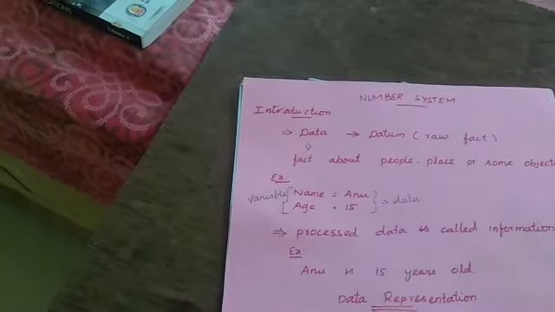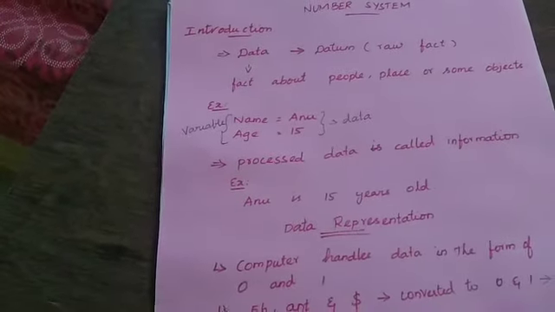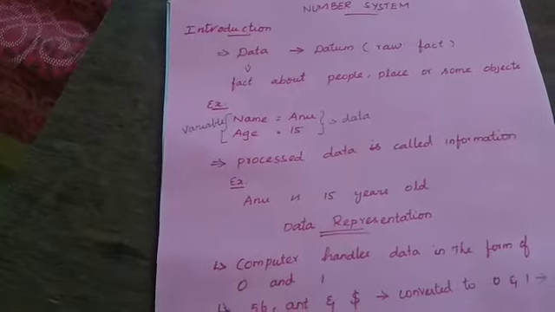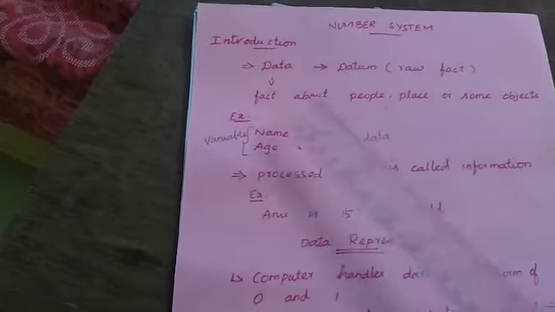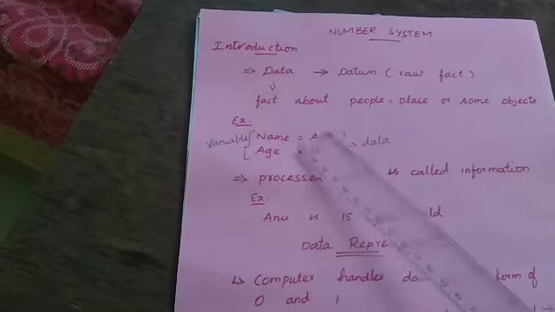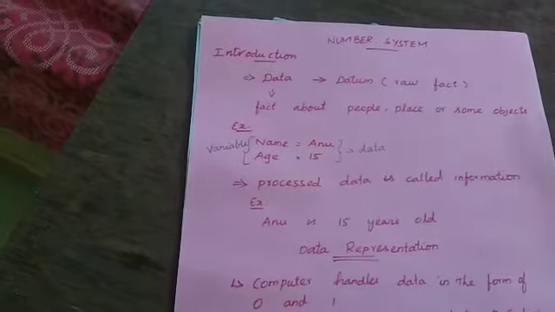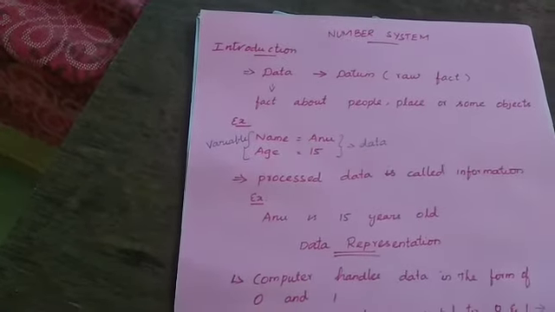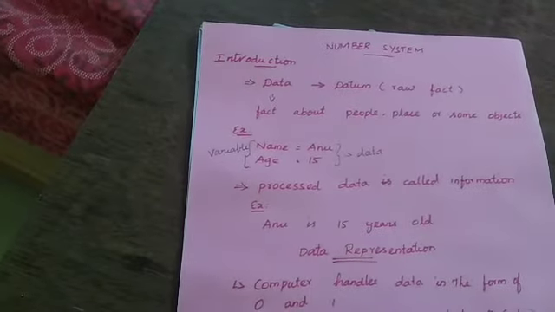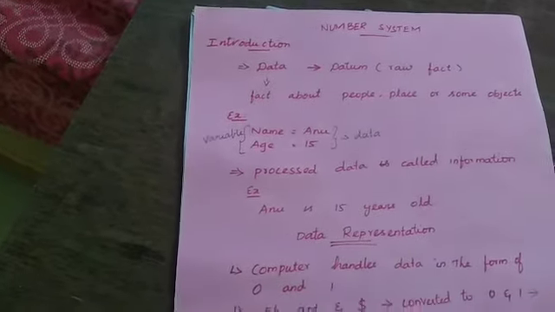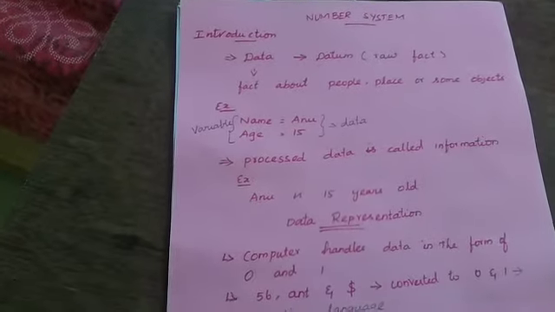Next we have to know what is meant by information. The processed data are called information. When we process the data, it gives the information. For example, here name equal to Anu and age equal to 15. From this data, we process the data and extract some information. What is that? Anu is 15 years old. This is called information.